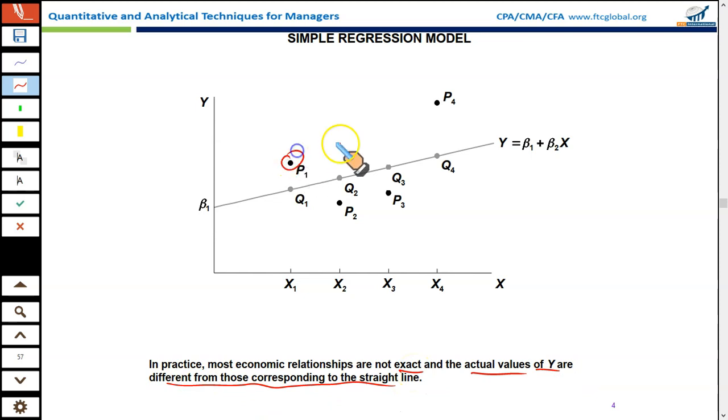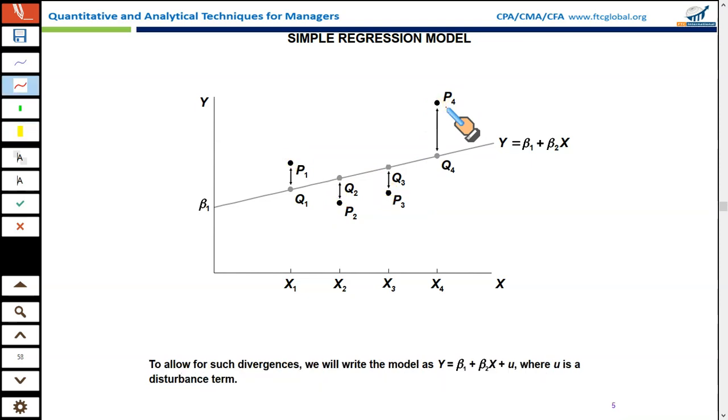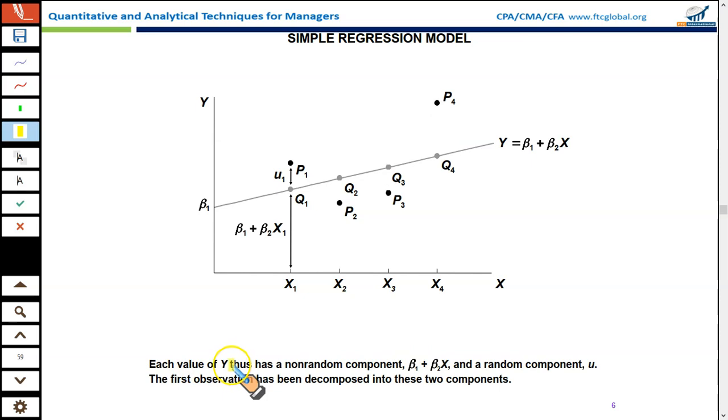So these are the actual observations or actual values. There are certain divergences, see here, this, this, this, this. To allow for such divergences, we will write the model again with a new element in it, where u is the disturbance term. This u represents the gap between the observed value and the value it should be under the perfect relationship. So each value of y thus has a non-random component.